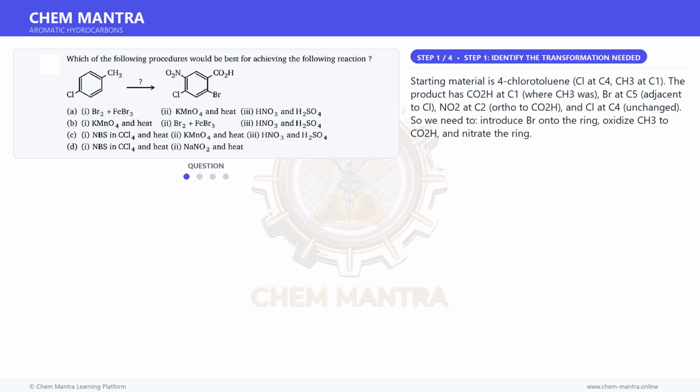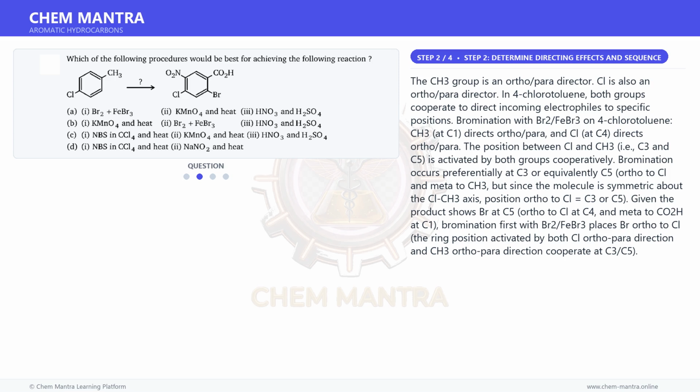Starting material is 4-chlorotoluene, Cl at C4, CH3 at C1. The product has CO2H at C1, where CH3 was, Br at C5, adjacent to Cl, NO2 at C2, ortho to CO2H, and Cl at C4, unchanged. So we need to introduce Br onto the ring, oxidize CH3 to CO2H, and nitrate the ring.